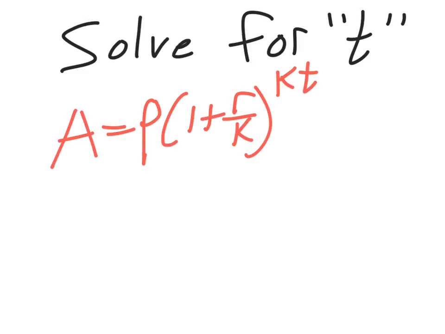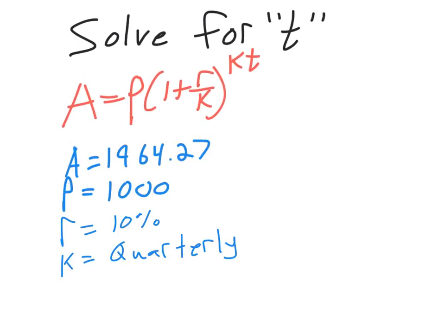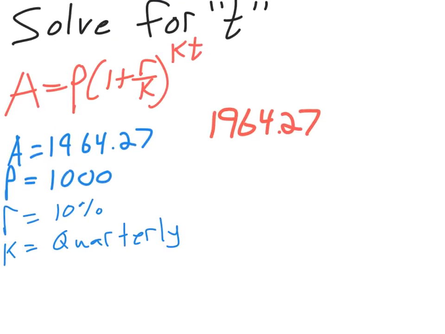So let's say you have these conditions. Okay, so let's take that info and let's plug it in. The amount we have after t number of years, we can find that by, we start with our initial amount is $1,964.27. And then we said that came from investing $1,000 as our principal.